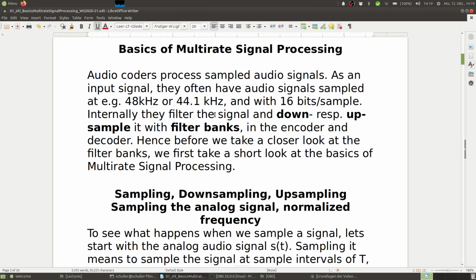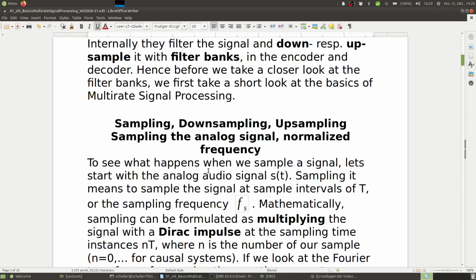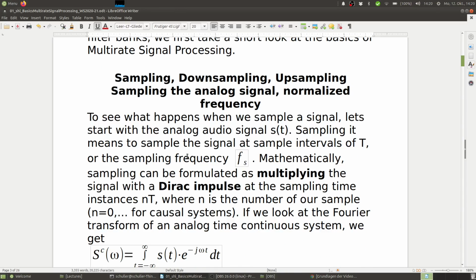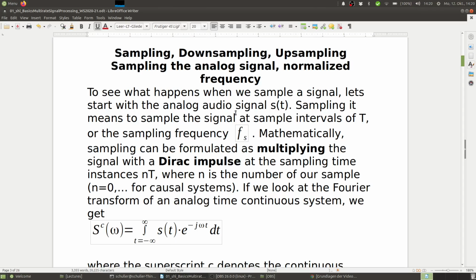Internally, they filter the signal and downsample or upsample it with filter banks. So the encoder is doing downsampling, the decoder is doing upsampling. Yeah, so in the encoder and decoder. Hence, before we take a closer look at the filter banks, we first take a short look at the basics of multi-rate signal processing. So here, sampling, downsampling, upsampling, and starting with sampling an analog signal, which leads to normalized frequencies.